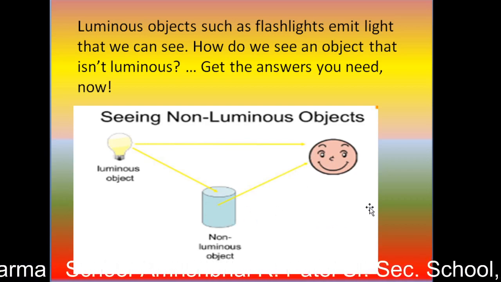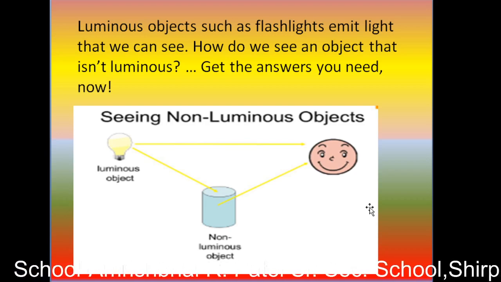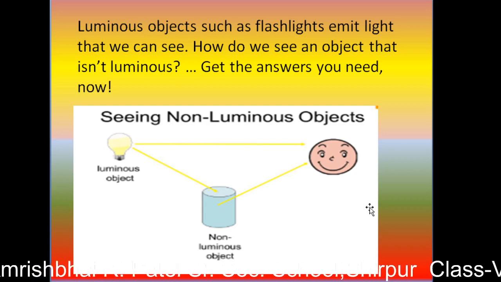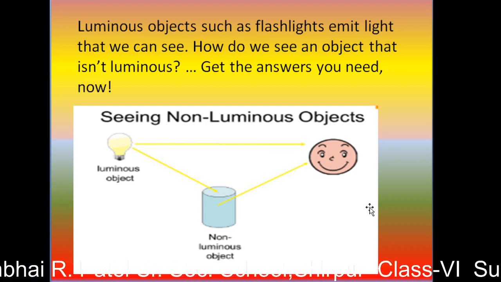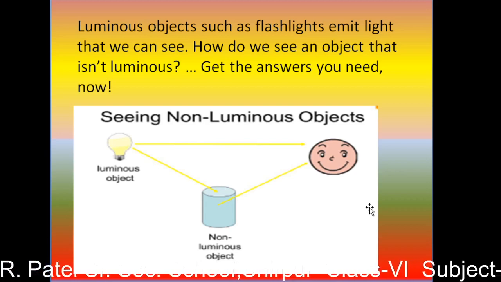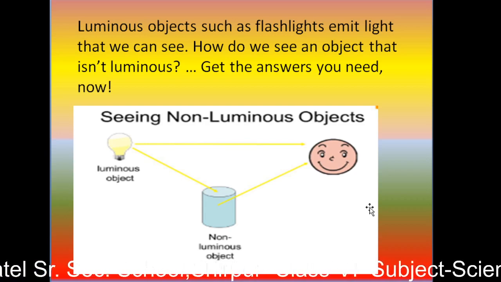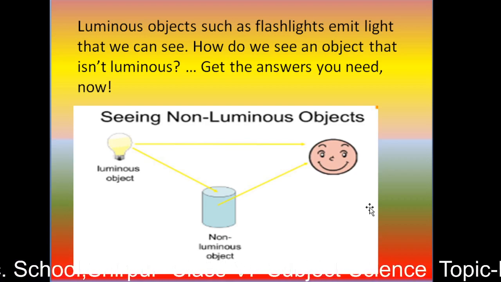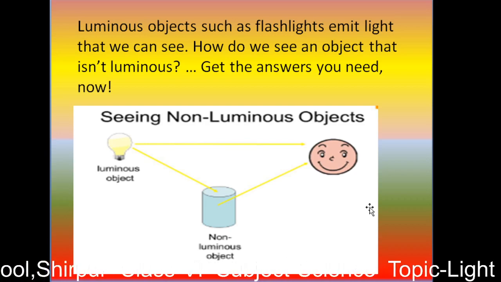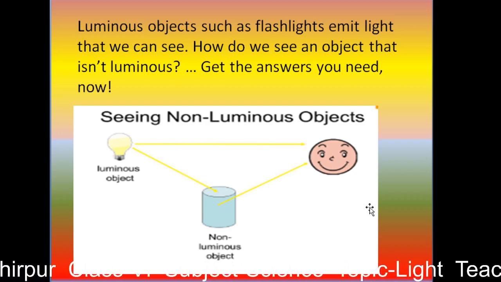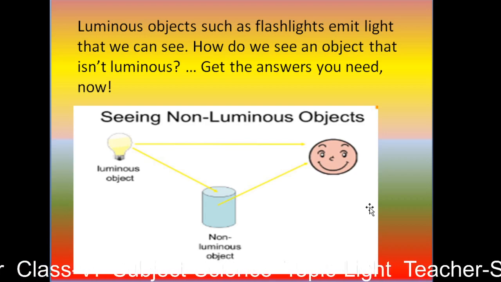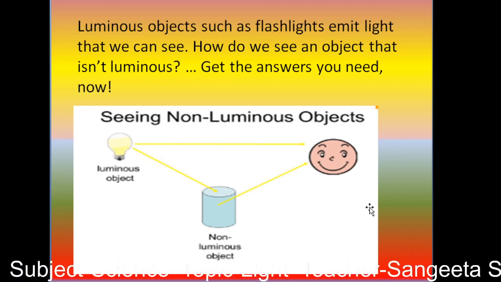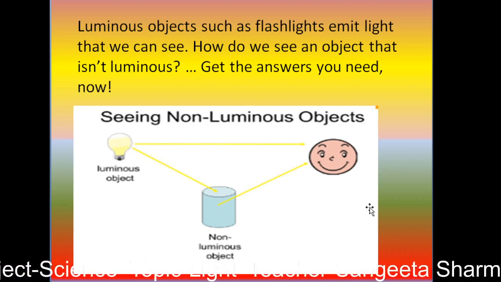So now I hope it is clear to you how you can see non-luminous objects when the light falls on them. And that is the reason why we are not able to see these objects in the dark, because no light falls on them and is not reflected by these objects. When there is a luminous object and the light falls on these non-luminous objects, the light is reflected by them and reaches us.